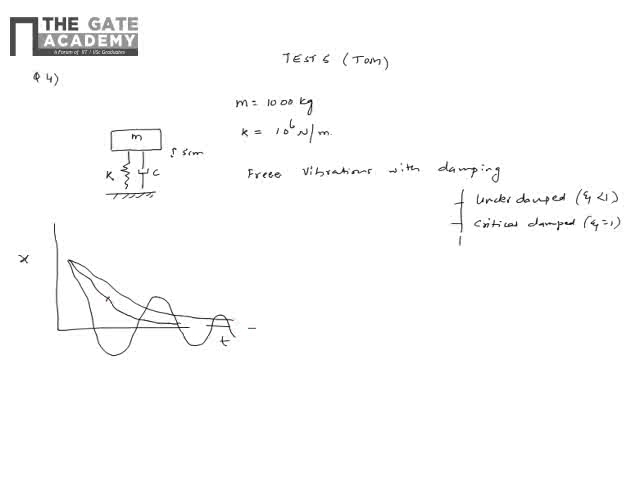So this is your chi equal to 1. This is your damping ratio greater than 1, over damped case, and this is your under damped case when chi is less than 1. It oscillates and then comes back. The amplitude will go on decreasing exponentially and then it will come back.